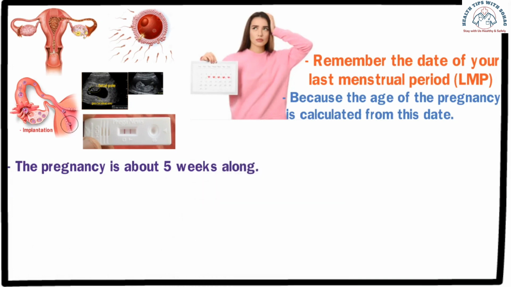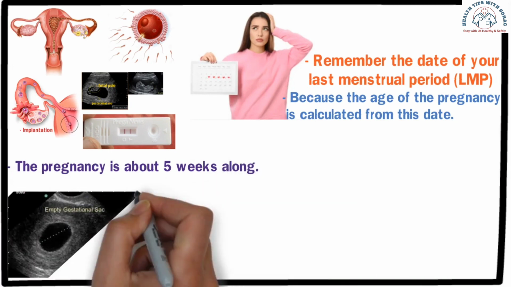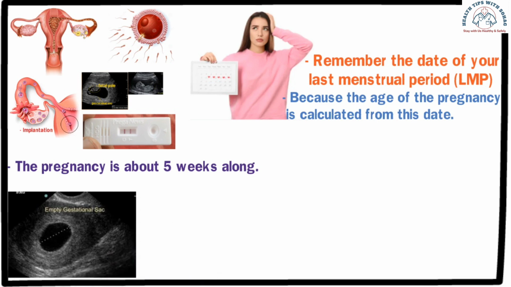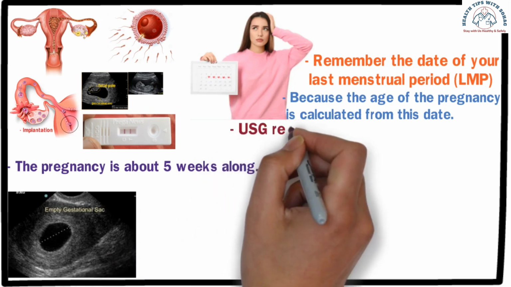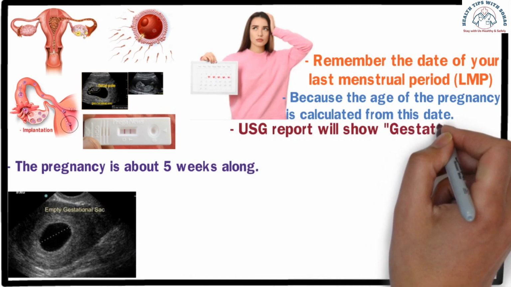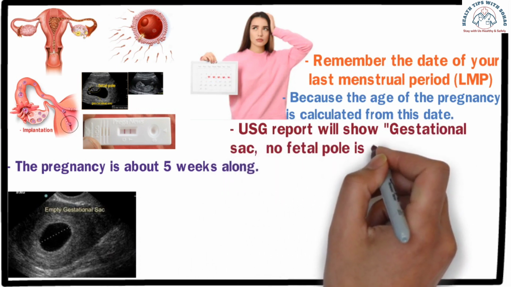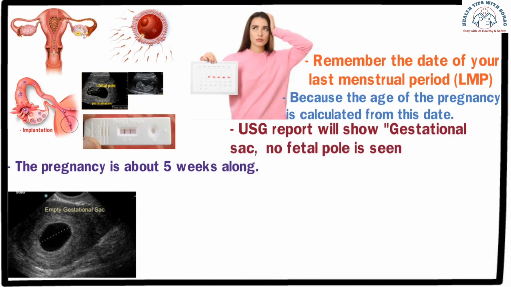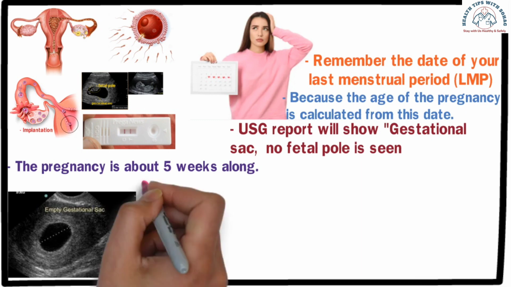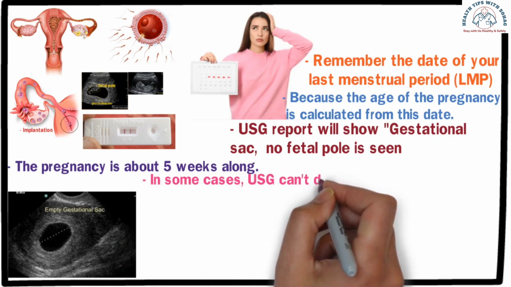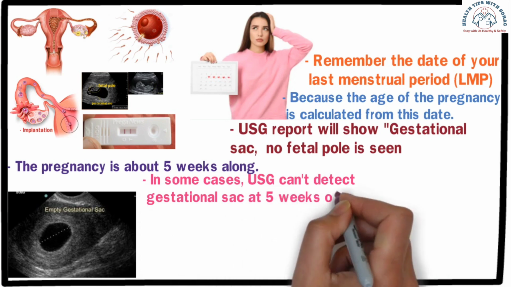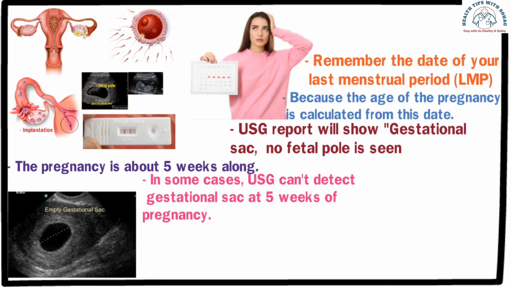At 5 weeks of pregnancy, only the gestational sac is formed in the uterus. So, if you have an ultrasound at this time, the report will show gestational sac, no fetal pool is seen, because the fetal pool has not yet developed. In some cases, nothing may be visible on the ultrasound at this stage, not even the gestational sac.